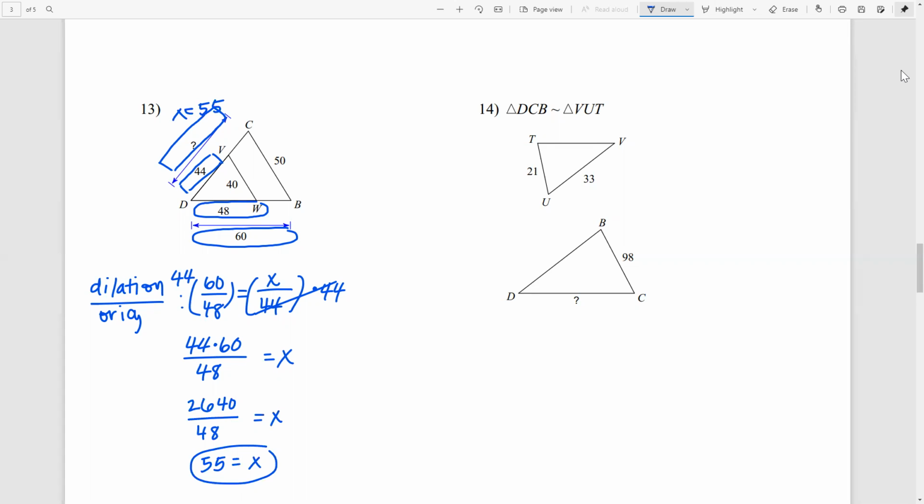Okay. Here, let's also practice one more time ordering our parts. So DCB 1, 2, and 3 is going to VUT as 1, 2, and 3. So corresponding sides, my 1, 2 side corresponds to this 33. So I have an unknown over 33 is going to equal my 98, 2 to 3 side over this 21, 2 to 3 side.